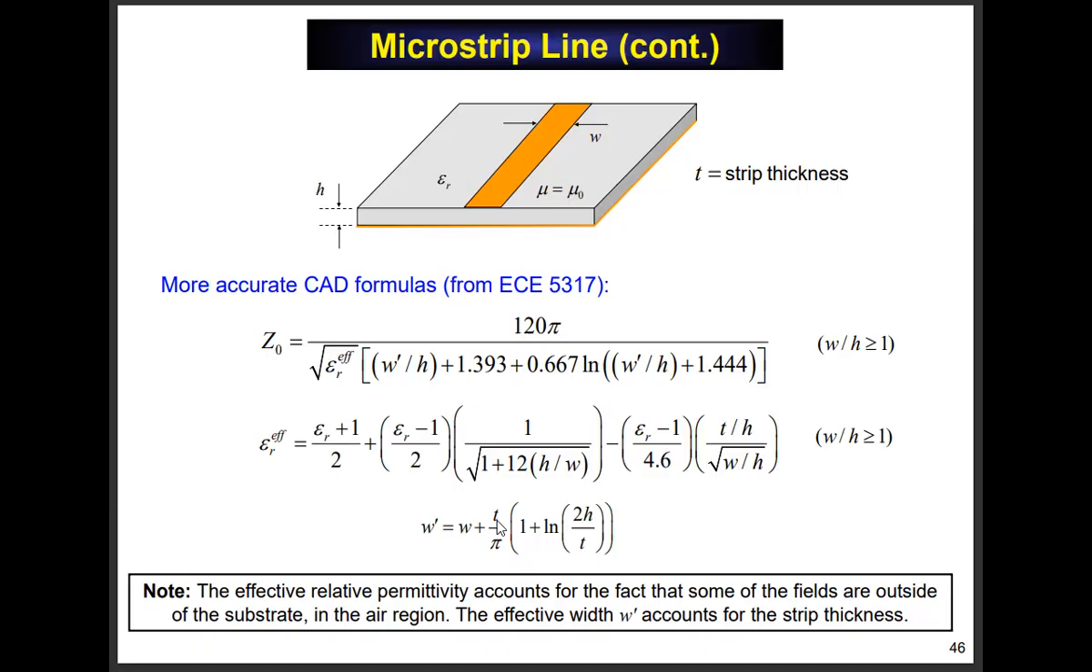Okay, so this is really a good formula. It accounts for the epsilon R effective. It accounts for the actual thickness of the metal. It accounts for everything. It's a really, really accurate formula. So that's the more accurate formula that the homework problem is going to be talking about.